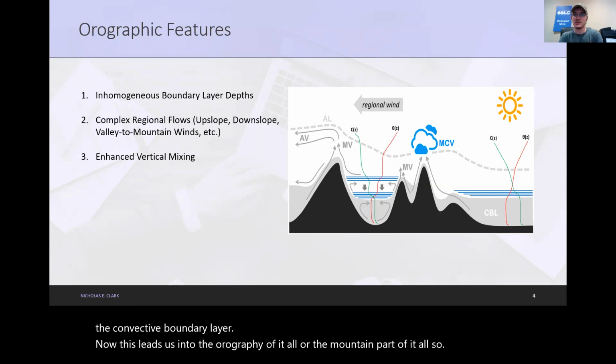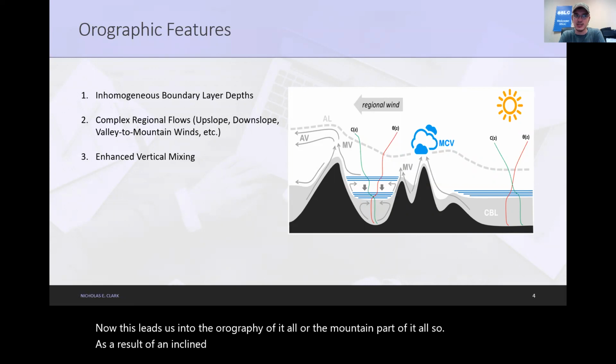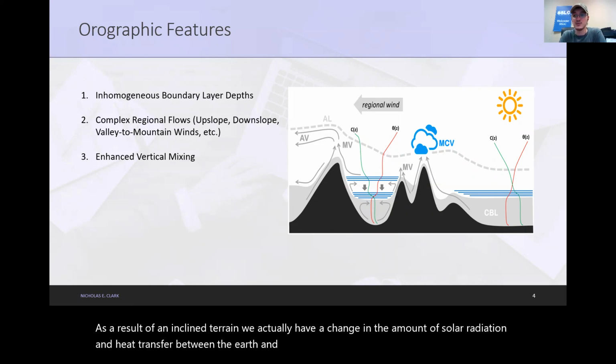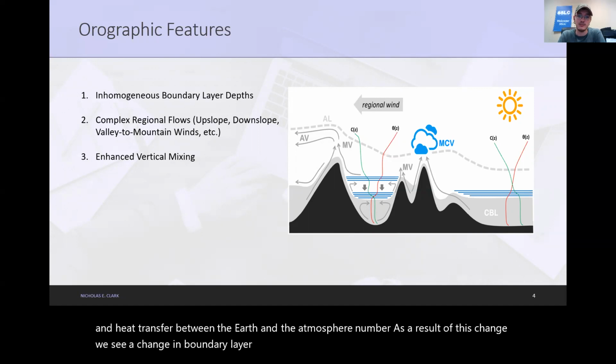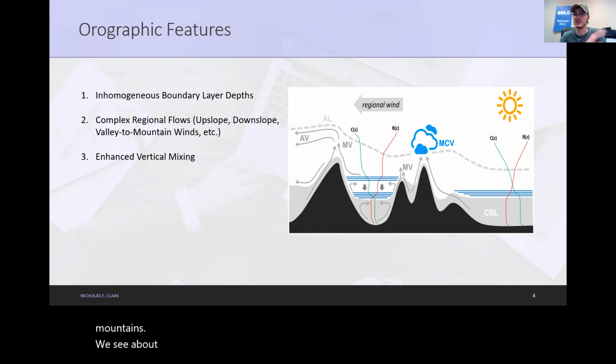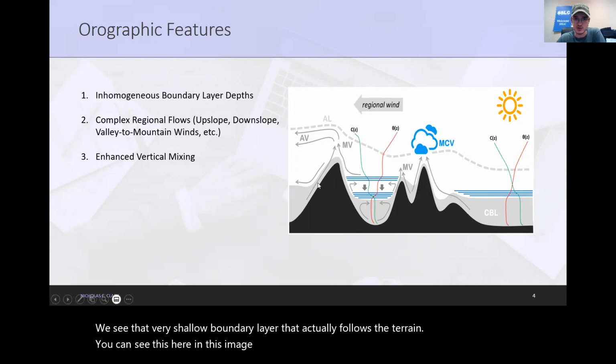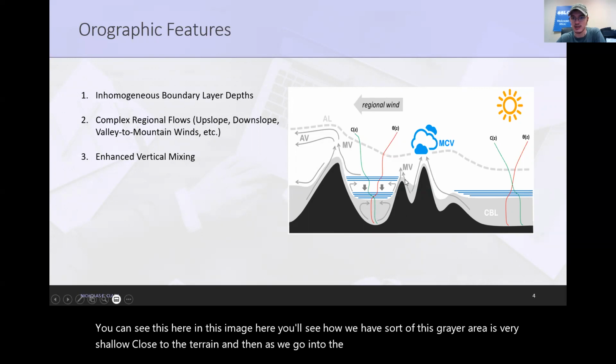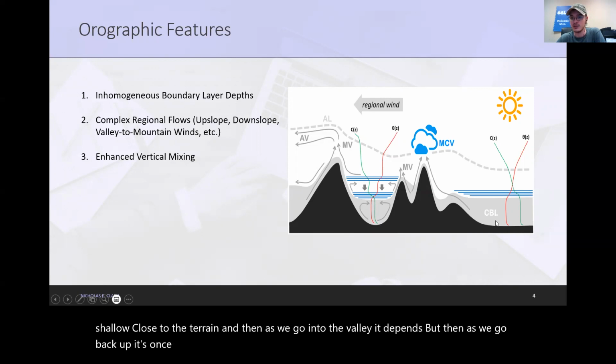So as a result of an inclined terrain, we actually have a change in the amount of solar radiation and heat transfer between the Earth and the atmosphere. Now, as a result of this change, we see a change in boundary layer features. During the morning over complex terrain or over mountains, we see a very shallow boundary layer that actually follows the terrain. You can see this here in this image. You'll see how this grayer area is very shallow, close to the terrain. And then as we go into the valley, it deepens. But then as we go back up, it's once again very shallow. Now this compares to the valley over here as well as being very shallow.